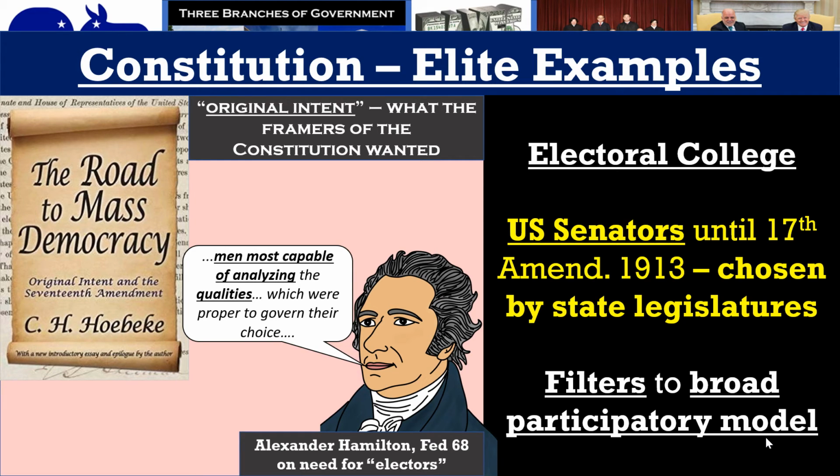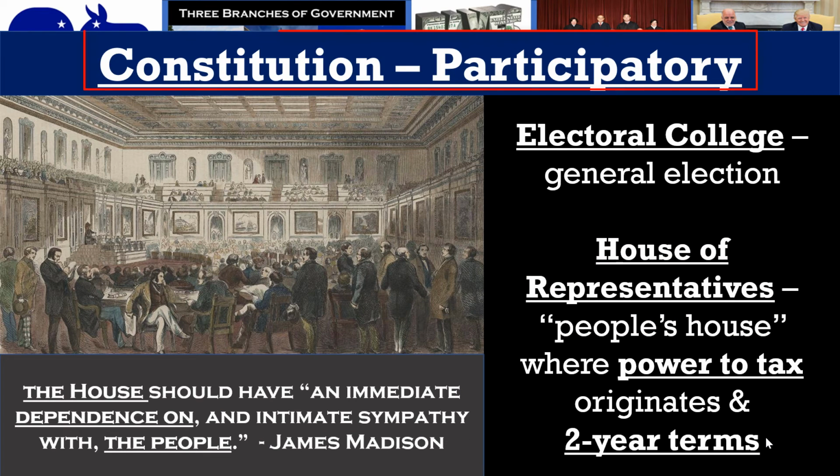Another example of the elite form of democracy in the Constitution is that U.S. senators were originally chosen by state legislatures, which were often dominated by the wealthy. And it wasn't until 1913, with the passage of the 17th Amendment, that the people were able to vote for U.S. senators. So what are some examples of the participatory model in the Constitution?